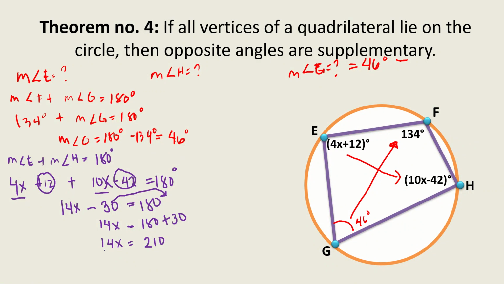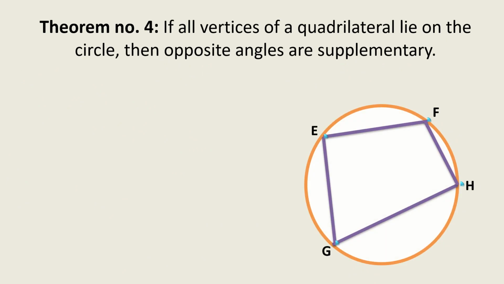And for us to get x, divide siya sa number na katabi ni x, and that is 14. So, cancel out. Kasi mag-i-equal sa 1 na lang naman yan. Then, x is equal to 210 divided by 14 is equal to 15. So, therefore, if x is equal to 15, pwede natin makuha si angle E at si angle H. Pakitandaan po ha na x is equal to 15. So, again, ito pa rin naman po yun.